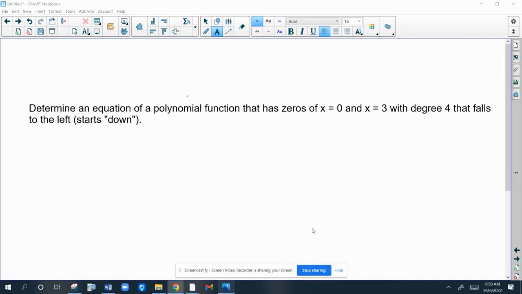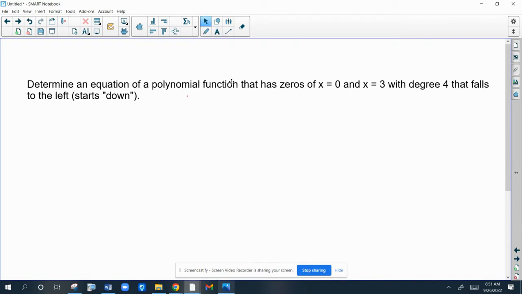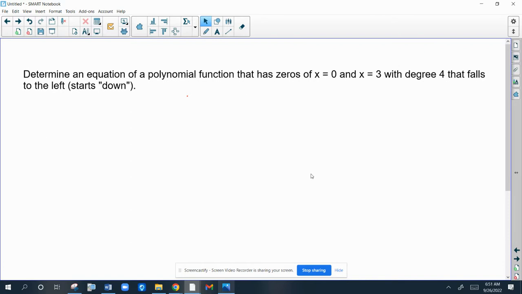So here we're going to determine the equation of a polynomial with certain characteristics. In this particular one, it says it has two zeros, one at x equals 0 and one at x equals 3, but it has a degree of 4, and also that it starts down. So there's a lot going on here. It seems kind of complicated at first, but we're going to break it down and see that it's not so bad. We're going to really work backwards here.